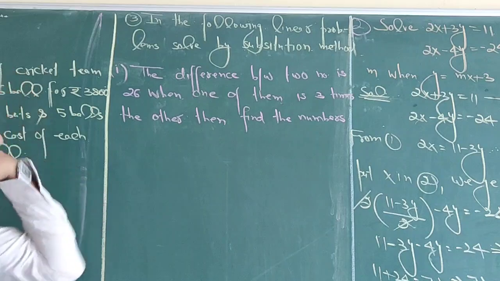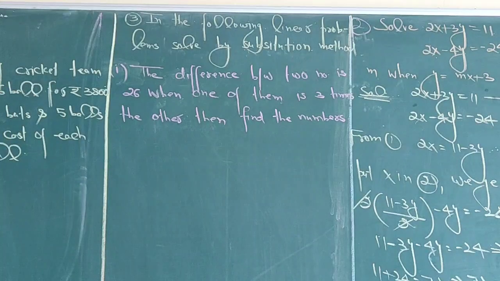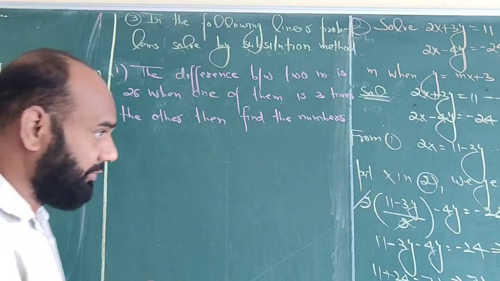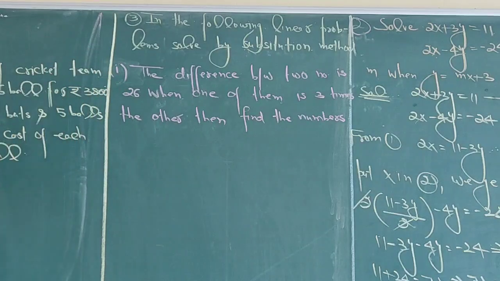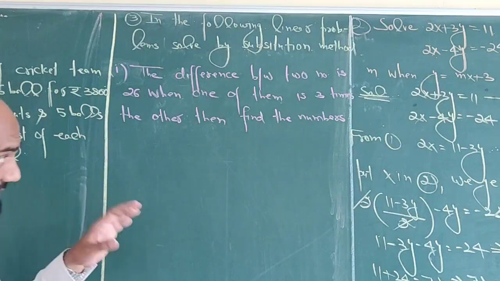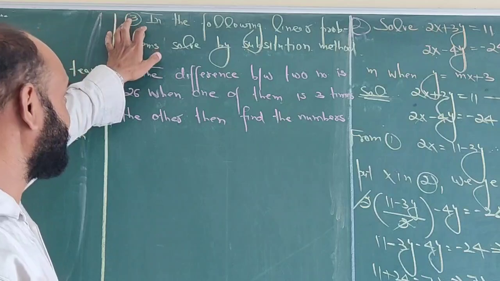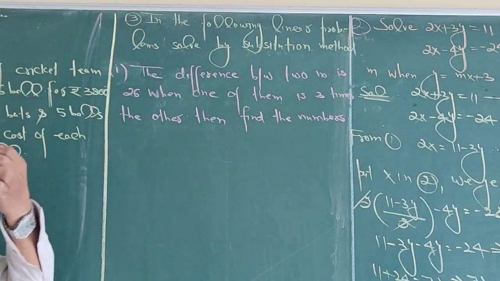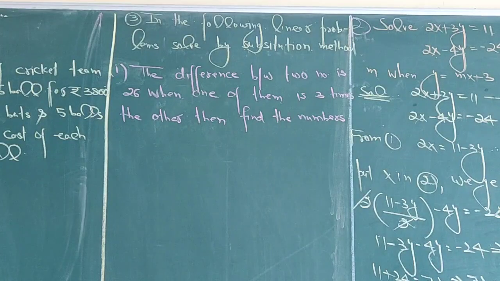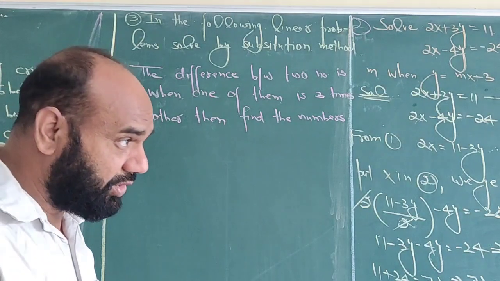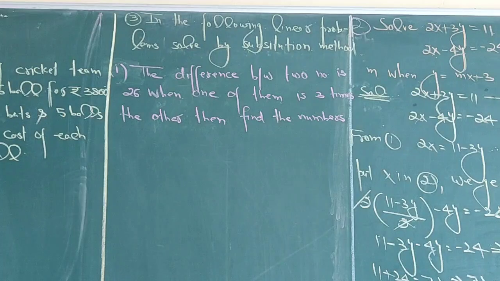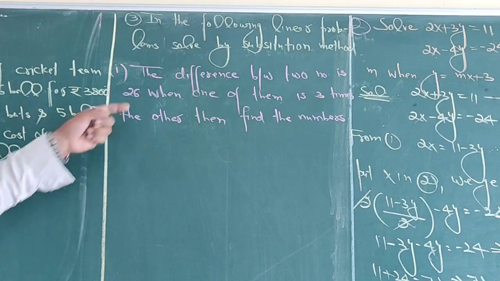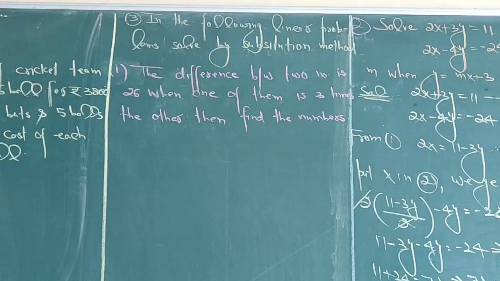Now in question three, we are given some linear problems, and these linear problems we convert into linear equations and then solve by the substitution method. Some linear problems are given and these are solved by the substitution method. The first linear problem is: the difference between two numbers is 26, when one of them is 3 times the other, then find the numbers.